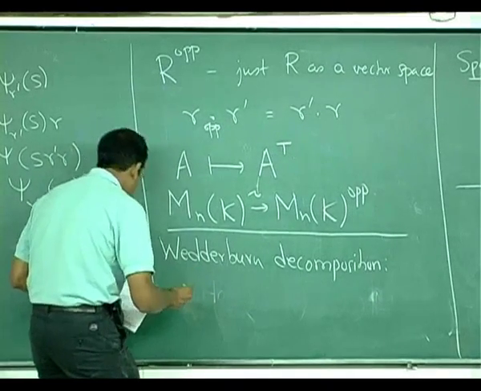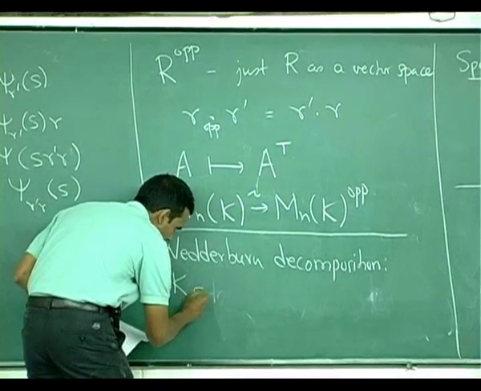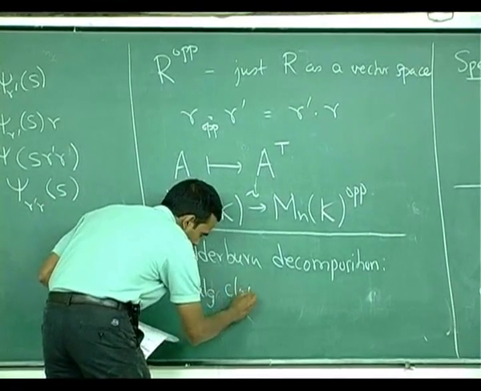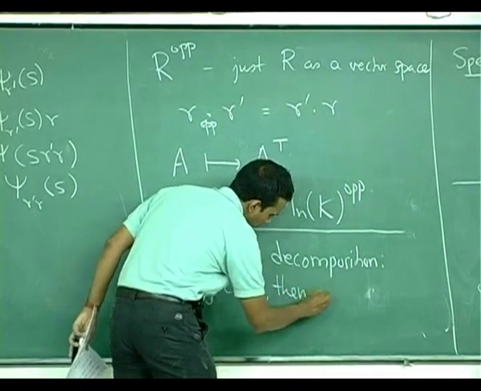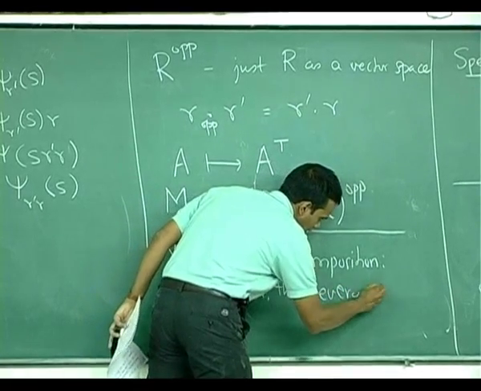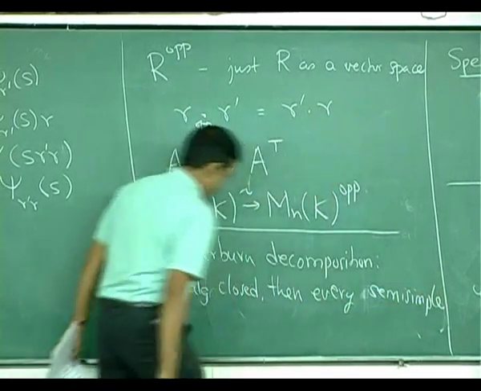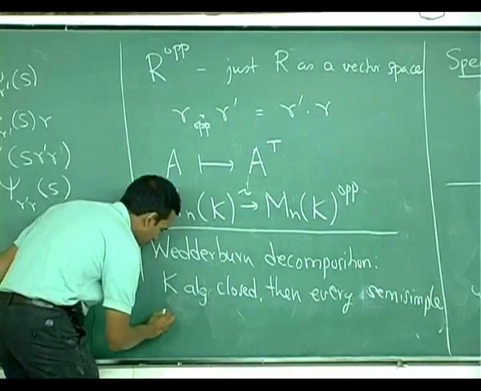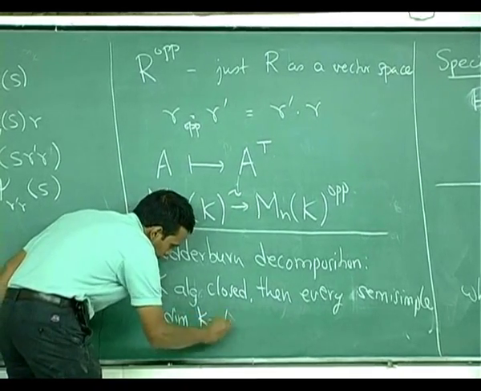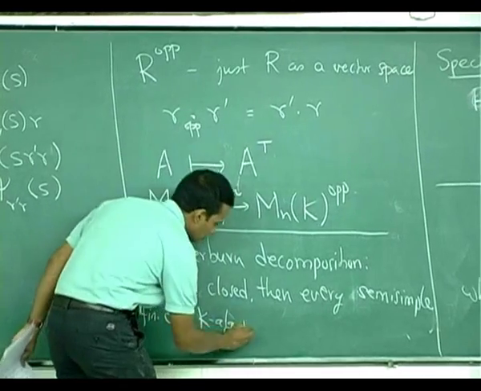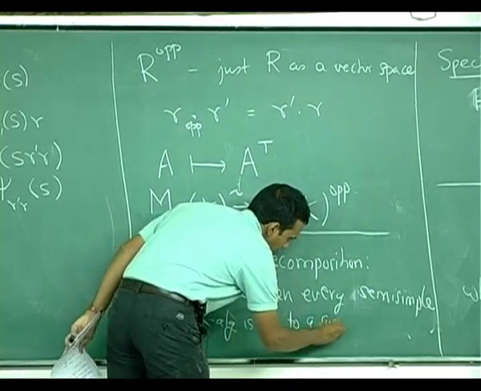If K is an algebraically closed field, then every semisimple finite dimensional K algebra is isomorphic to a sum of matrix algebras.